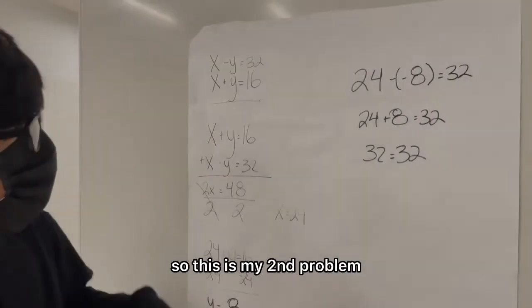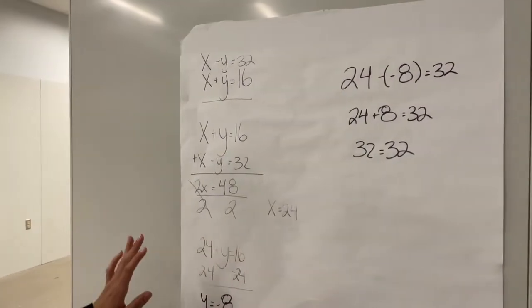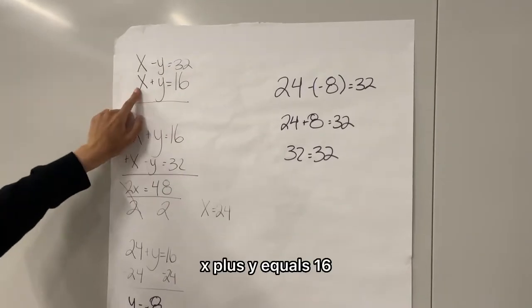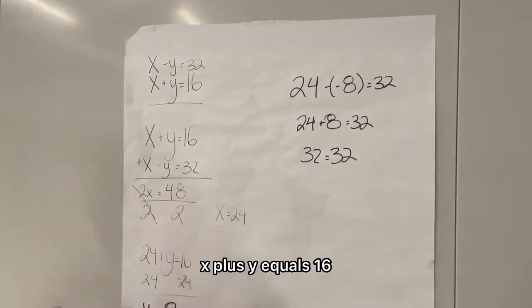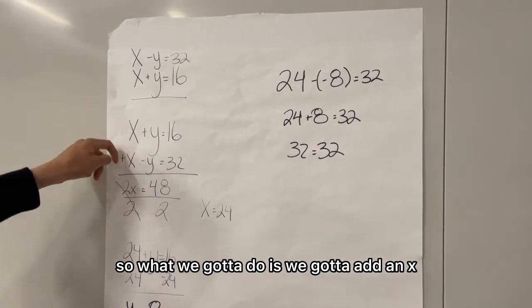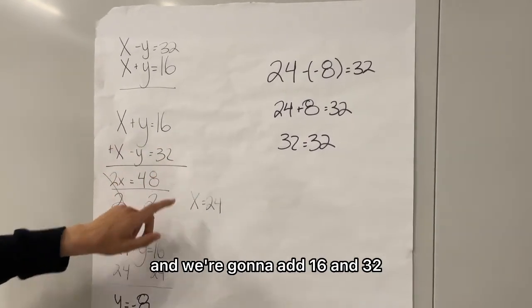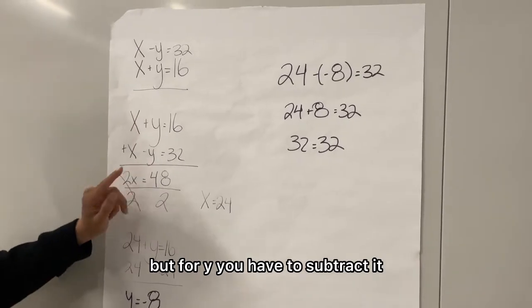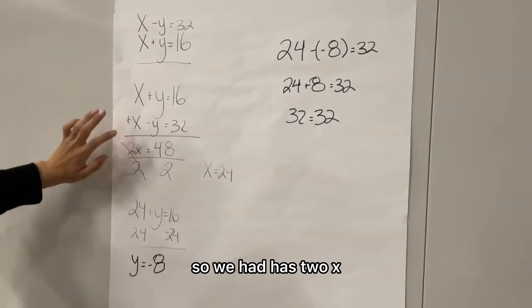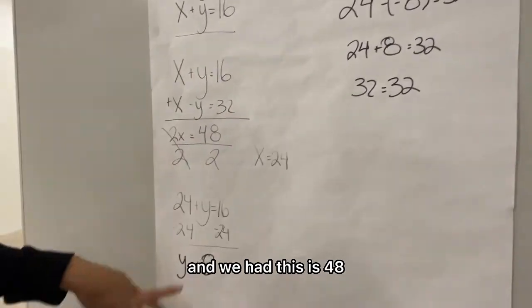Alright guys, so this is my second problem. Over here we have x minus y equals 32, then x plus y equals 16. So what we gotta do is add the x's, and we're gonna add 16 and 32. But for y, we have to subtract it, so we have no y. So we get 2x, and we add these, it's 48.